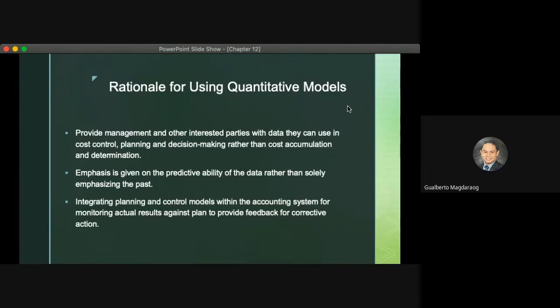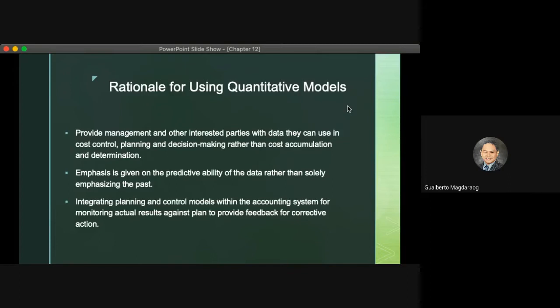And so, aside from that, quantitative models also are used to provide information that is not yet existing or predictive in nature. So normally management would like to have information of the future. And since quantitative models provide predictive data or information, these are used by the accountant to provide this future information.